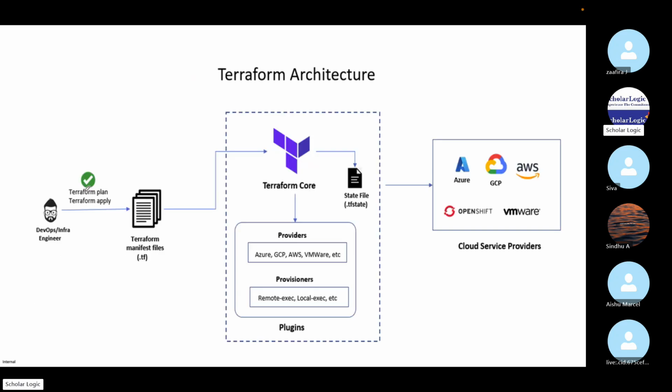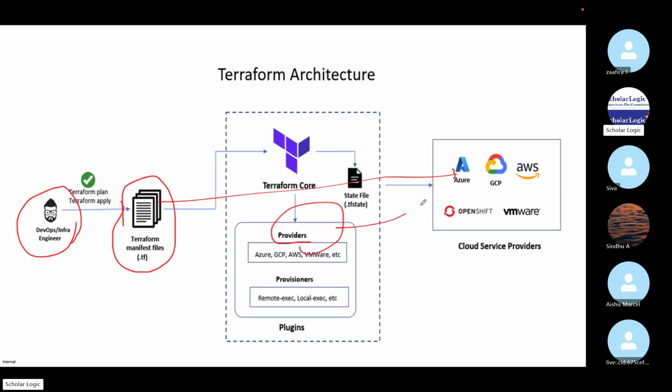So here is the architecture of Terraform. As a DevOps engineer or infra engineer, you start creating the .tf files, which is nothing but your Terraform source code. That source code will be compiled and then executed against your AWS cloud or Azure cloud. Based on the provider, it will talk to the particular cloud, and once a resource is created, it updates a state file, the Terraform state file.